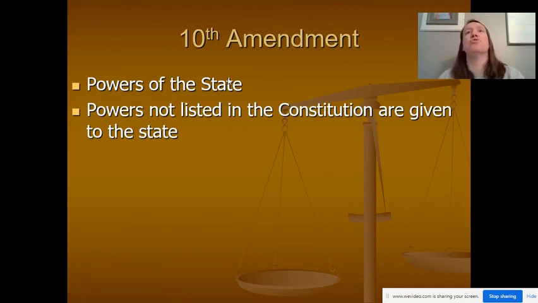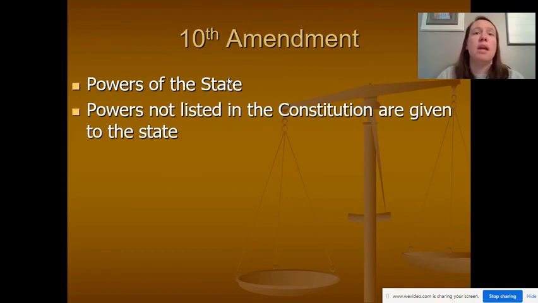So for instance, driver's license. There's nothing about driving in the Constitution. You get a driver's license from the state. Education. There's nothing about school in the Constitution. You get a North Carolina diploma. I'm a teacher. I'm employed by North Carolina, not the United States.